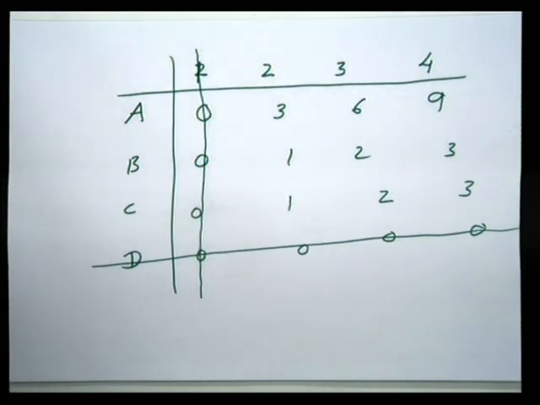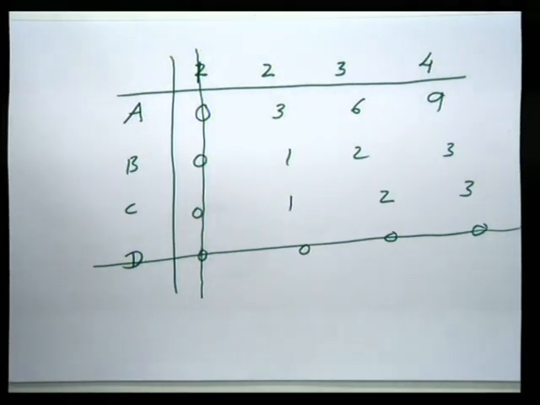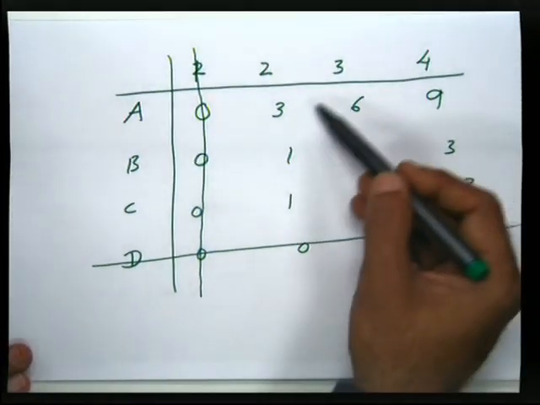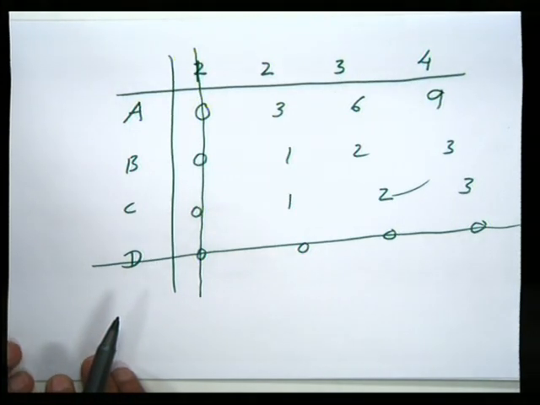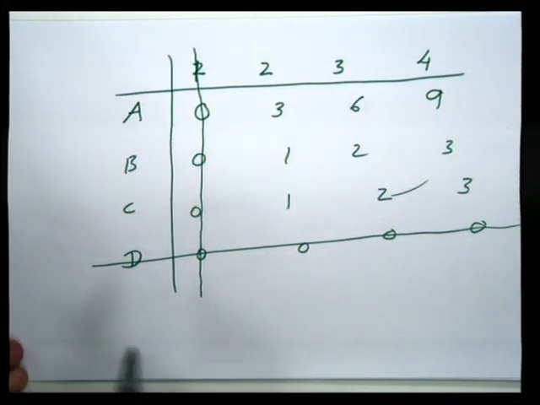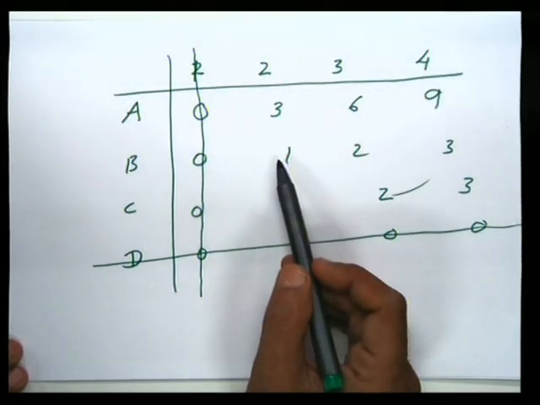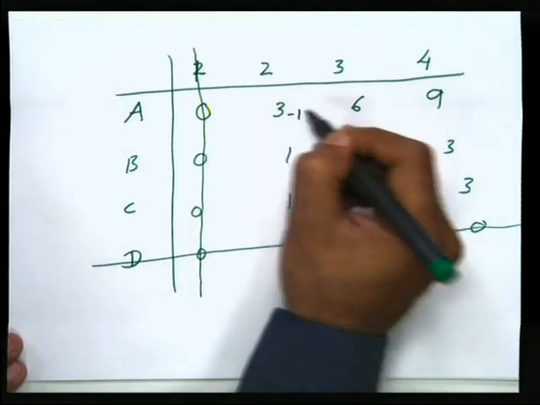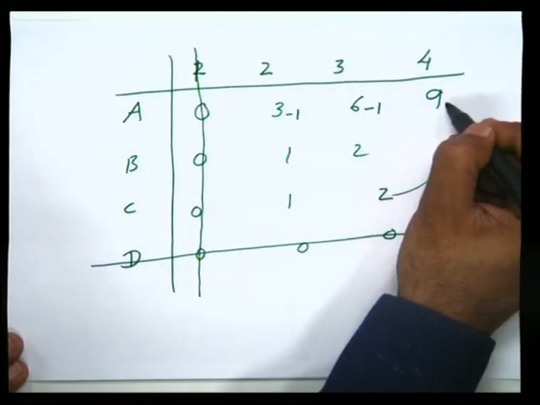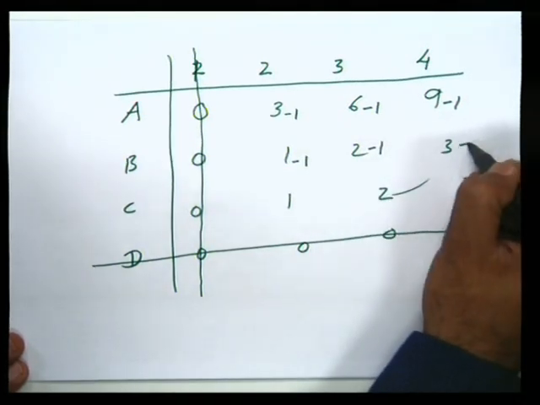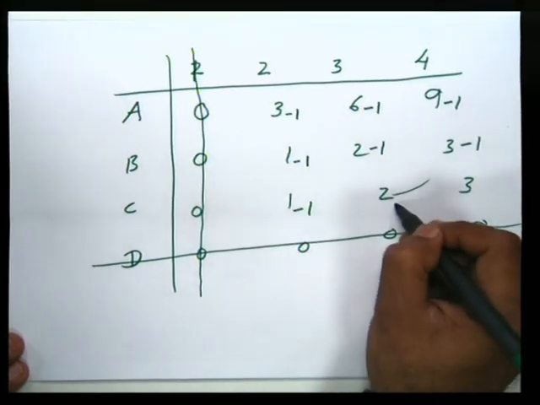Look at those elements which are uncovered, not deleted by the lines. We can see that this region is not deleted. Look at those numbers, and we can see that the minimum number in this uncovered region is 1. So subtract 1 from all uncovered elements. So here -1, here again -1, here also -1, -1, -1. Everywhere we are putting -1.